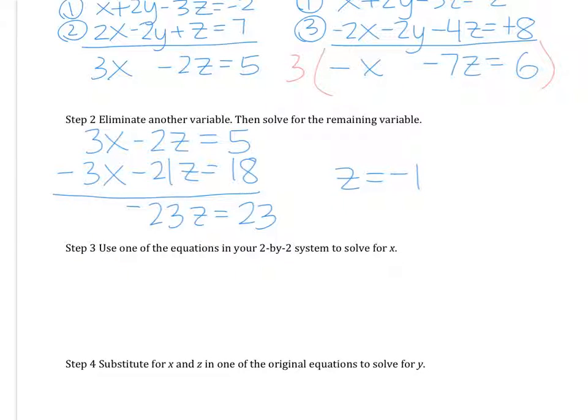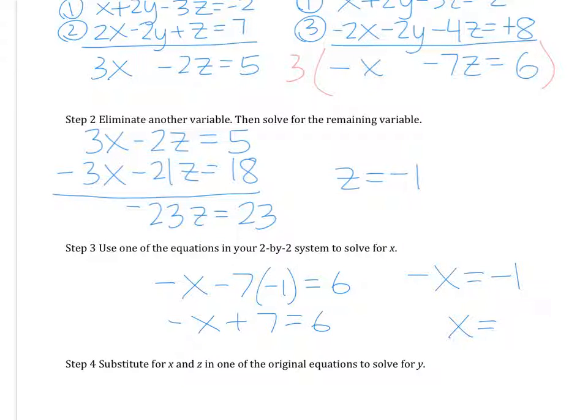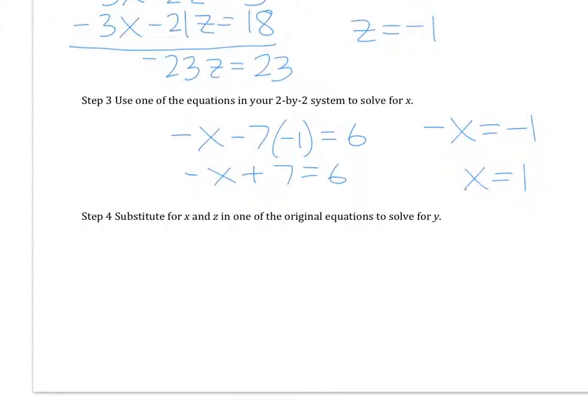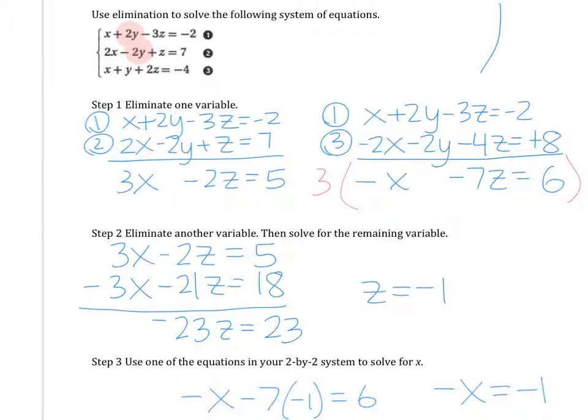Now I'm going to take that z and put it in one of the 2 equations that I just solved for earlier. So I'm going to put it in the -x one, to get -x plus 7 equals 6. So subtract 7. So x equals 1. And then I can put both of those in one of my originals.